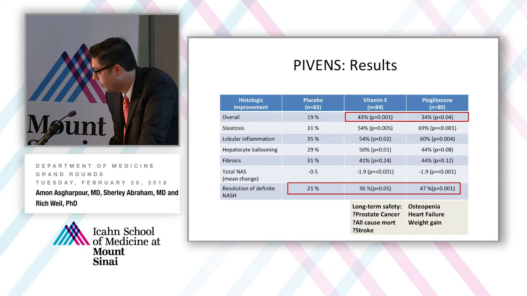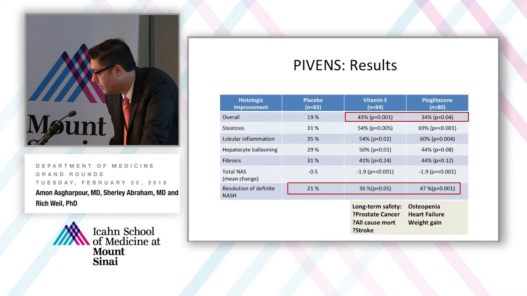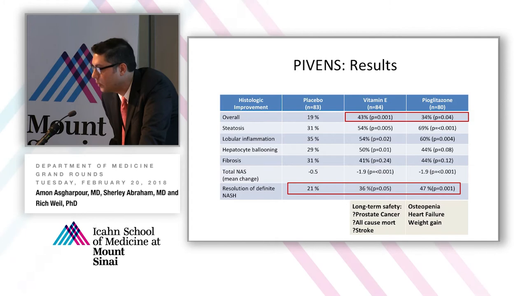There's an issue of potential prostate cancer, all-cause mortality, and hemorrhagic strokes with vitamin E. And pioglitazone does have issues of weight gain, heart failure, and possible osteopenia. And we've seen throughout all the studies quite a high placebo effect, anywhere between 10 and 20%.